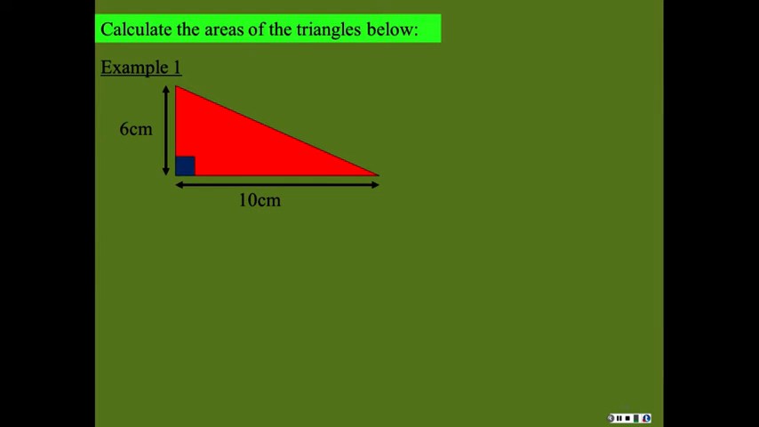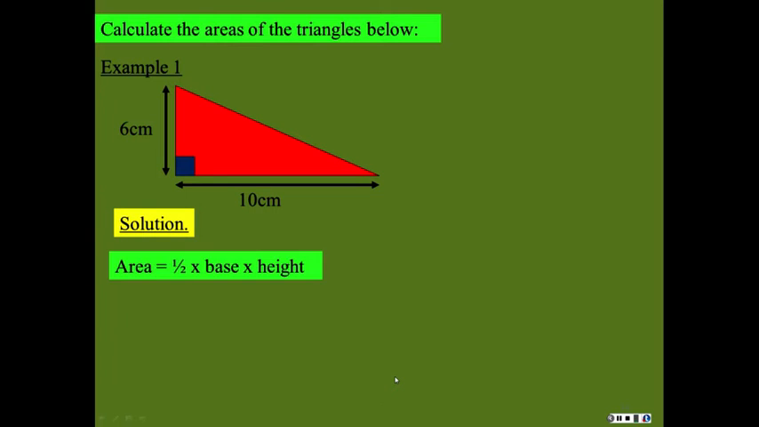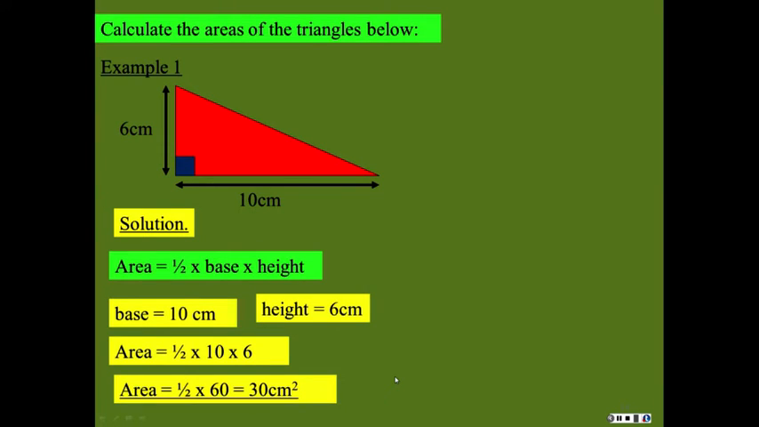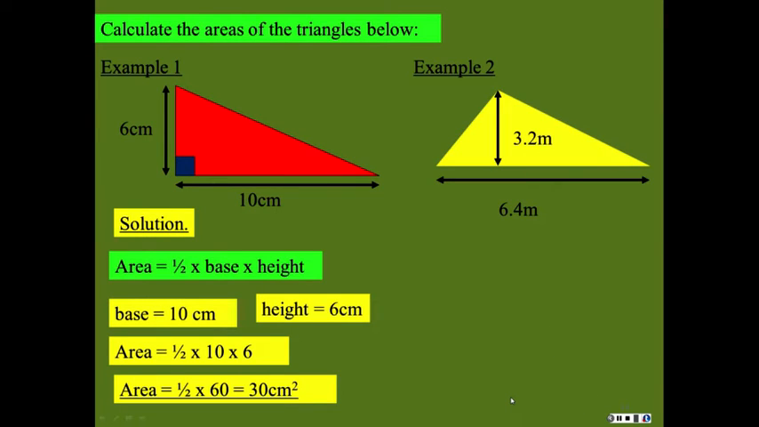How much? 30 what? 30 centimeters squared. I take 6 times 10, which is 60, divided by 2, and I get 30. 30 centimeters squared. What about this figure?